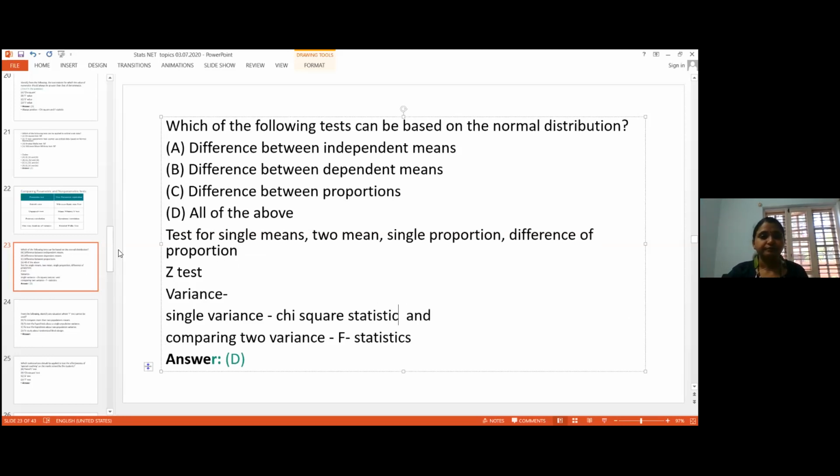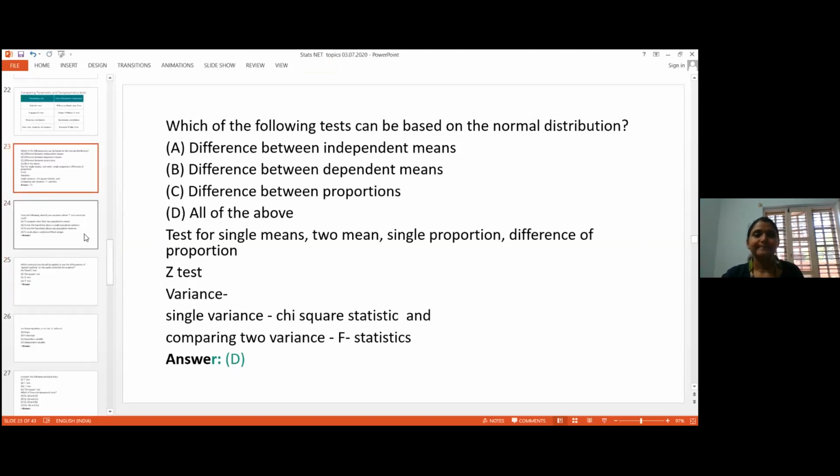I don't know whether I conveyed what was expected out of this question. I hope yes, and let me proceed.